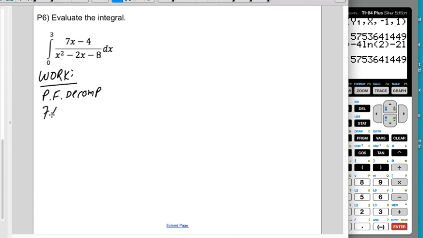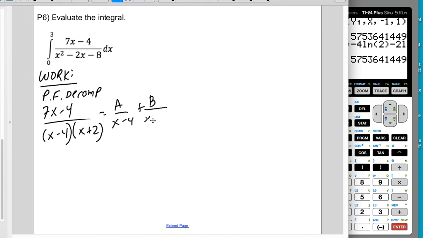I know that 7x minus 4 is on top of what seems to be an x minus 4 and an x plus 2. So I'm going to put the a over the x minus 4 plus the b over the x plus 2. And this is much more akin to the level of a partial fractions problem you might see. It's not short, but it's also not as long as some of the others.